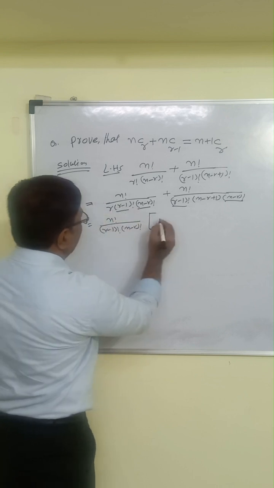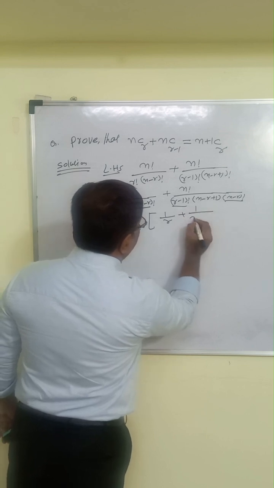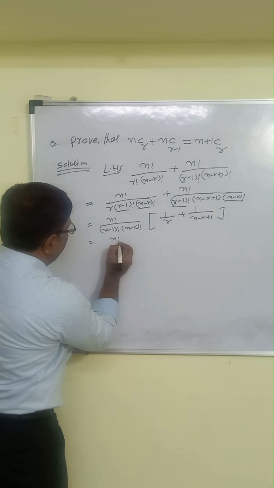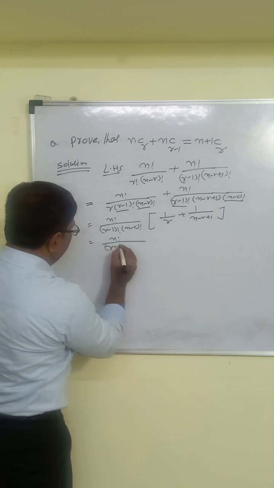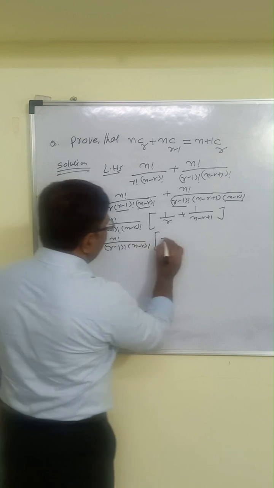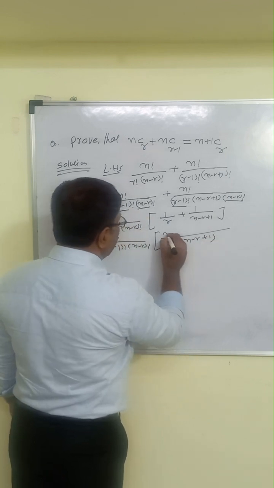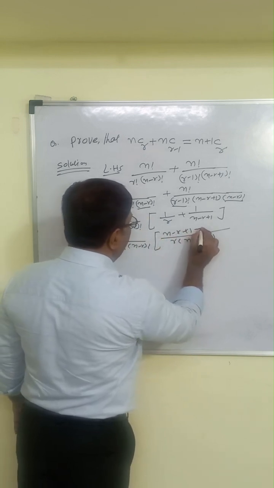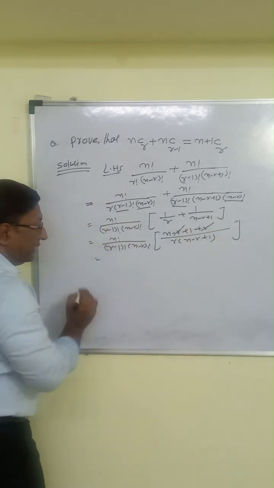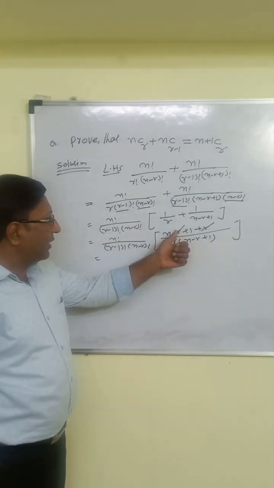Now in this we get 1 by r, and here we get 1 upon (n minus r plus 1). When we solve this, it is n factorial, (r minus 1) factorial and (n minus r) factorial, and the LCM is r into (n minus r plus 1). So this is (n minus r plus 1) plus r. This r and this r cancel out. So we will get n factorial into (n plus 1).